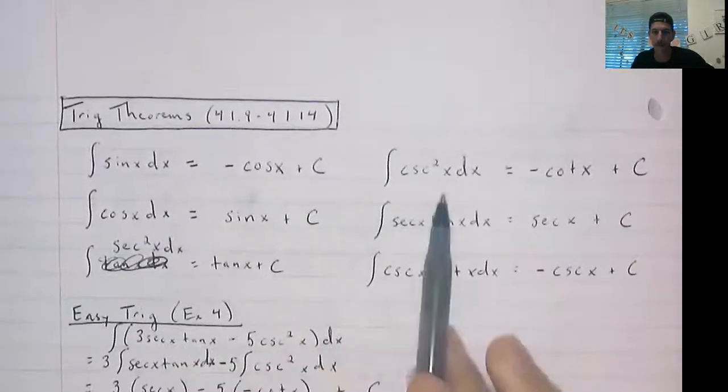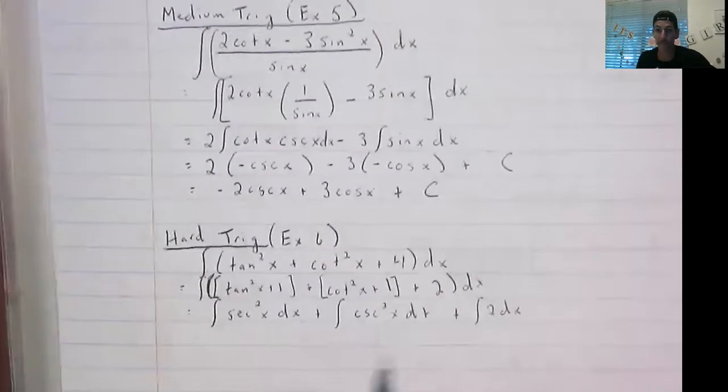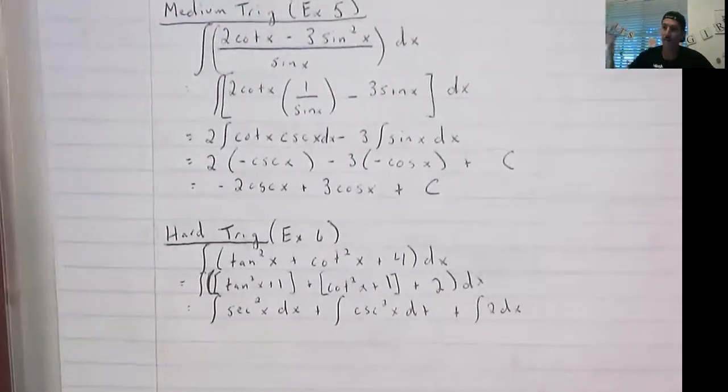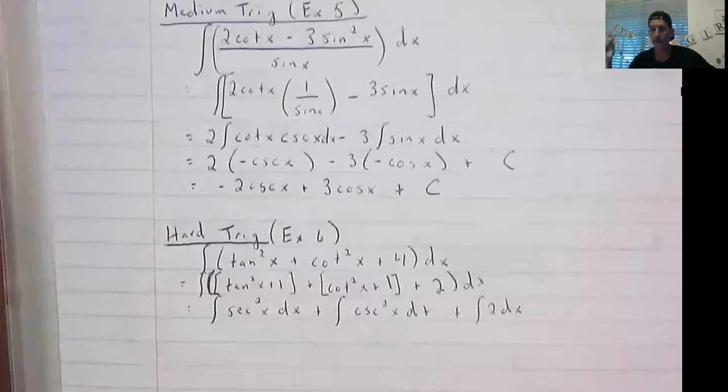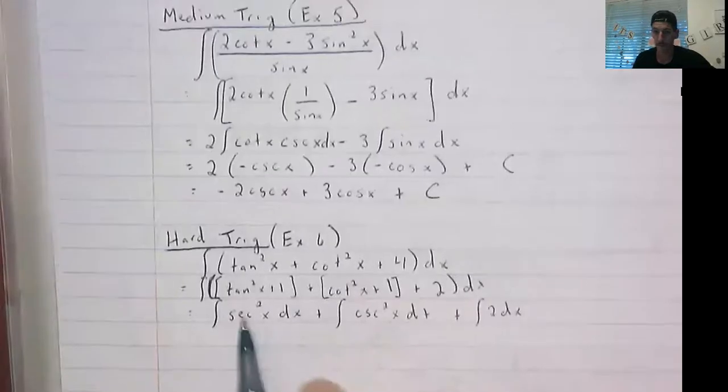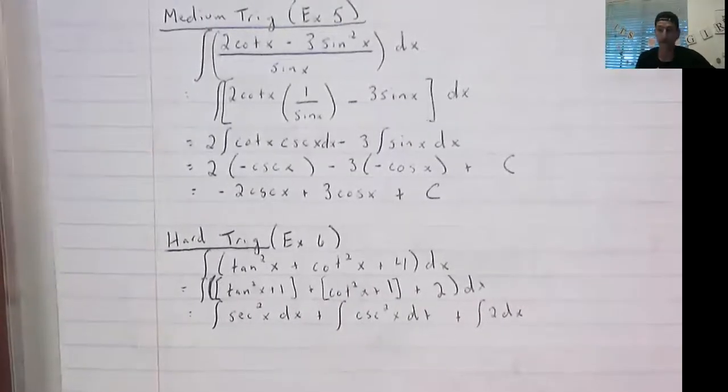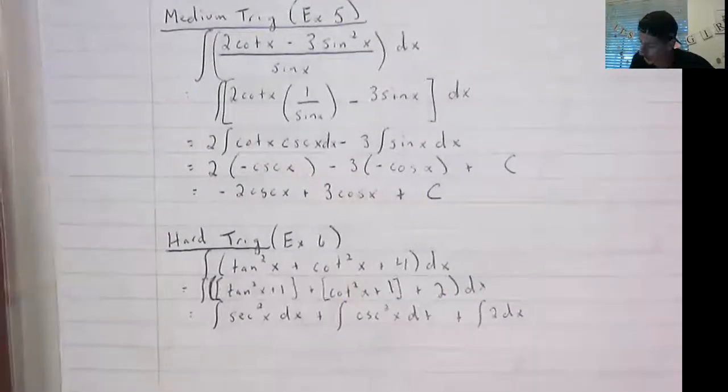Now we're in business, because now we do see a secant squared and a cosecant squared. Now this is back to the easy problem. The idea is that these hard ones, eventually we can rearrange, reduce, and rewrite so that it becomes an easy problem. This is just applying verbatim theorems from the top of the page.